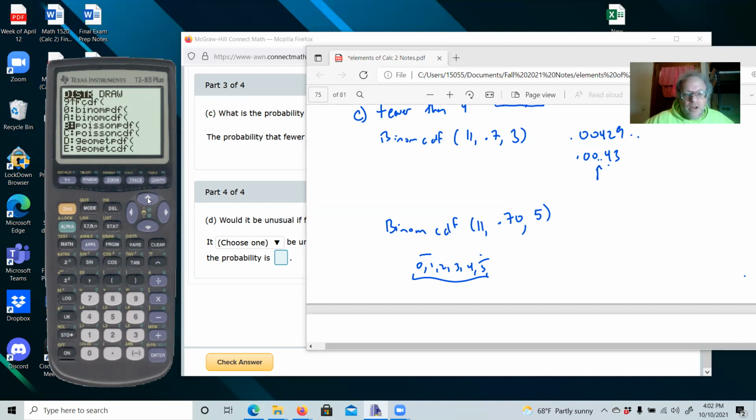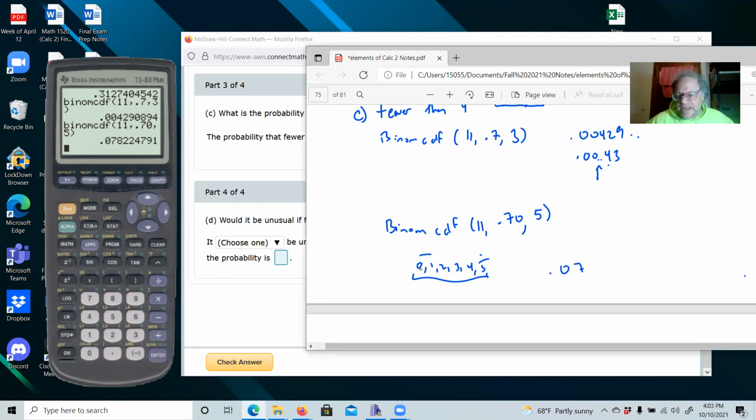Okay, binomcdf. With binomial CDF, we have 11 total people. We have 0.7 chance of success. Okay, 70% chance of success. And we want to know for 5 people. So 11, comma 0.7. And again, TI-84 calculators are a little bit nicer at guiding you through this, so you don't have to have this memorized. But if all you have is a TI-83, I'm sorry, this is what we have.